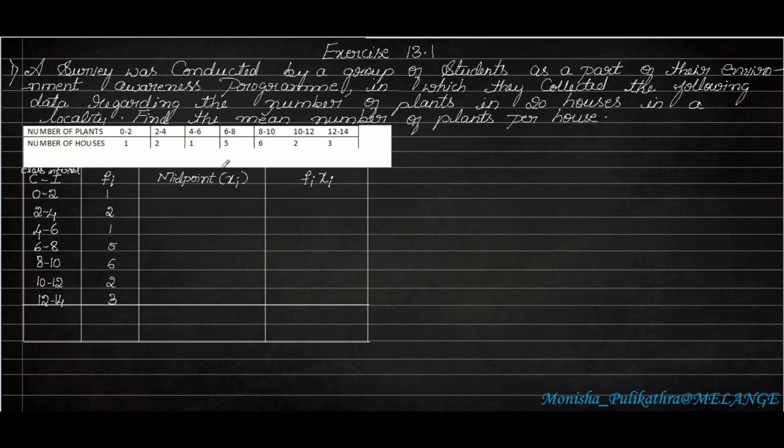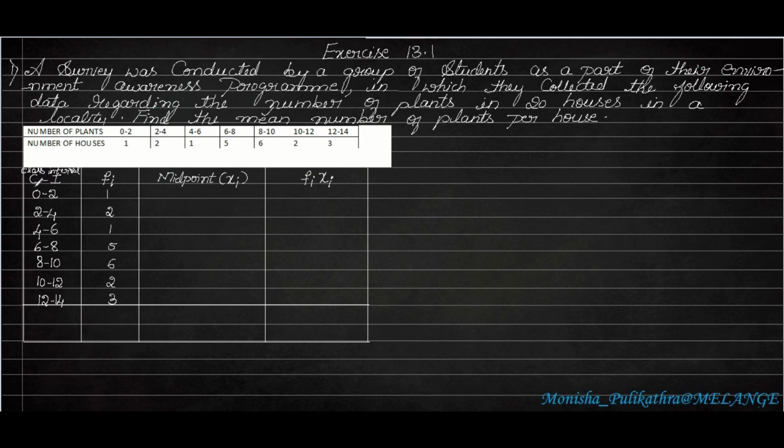In the direct method, there are 2 more columns. Totally, there are 4 columns for the direct method. First is class interval, next is frequency, next is midpoint, and the last is Fi into Xi. Fi is the frequency, Xi is the midpoint. The third column we have to fill is the midpoint of the class interval. So how do we find a midpoint?